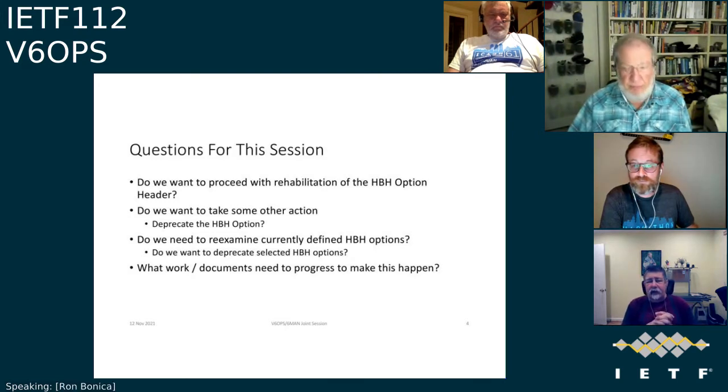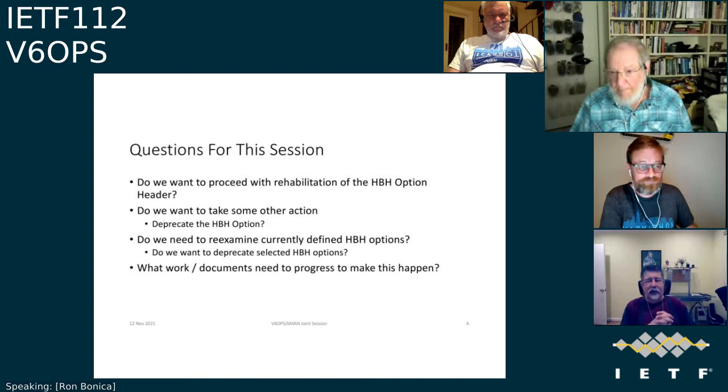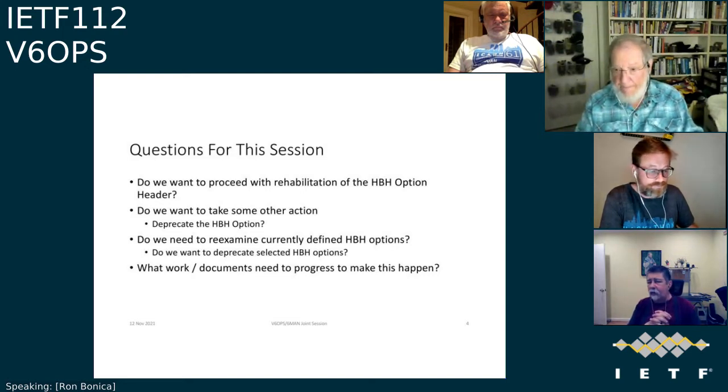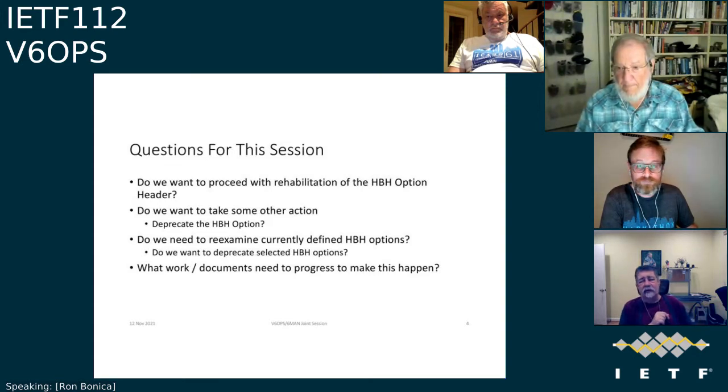So the questions for this session are, do we want to proceed with rehabilitation of the HBH option header? Do we want to take some other action, maybe deprecate the HBH option header? Do we need to re-examine currently defined HBH options? A lot of them are just hanging around for historical sake. Maybe the router alert option needs to be deprecated. And finally, what documents do we need to progress in order to make this happen? And at this point, I'll open the floor for anybody who wants to ask questions about what our goals are in this meeting.